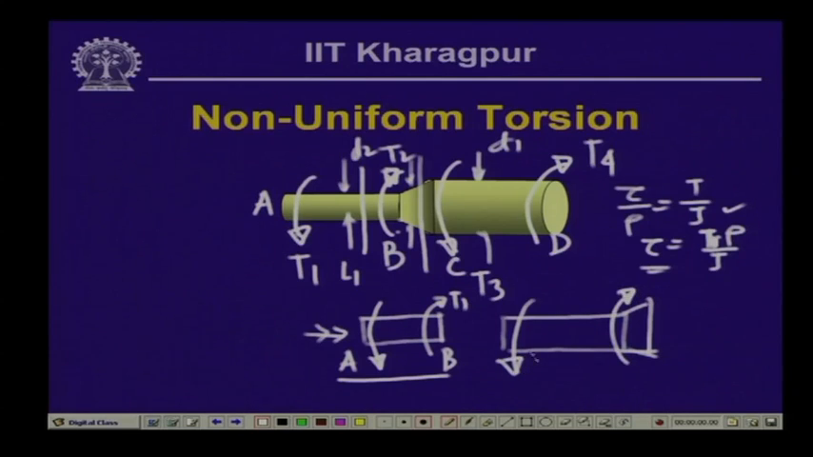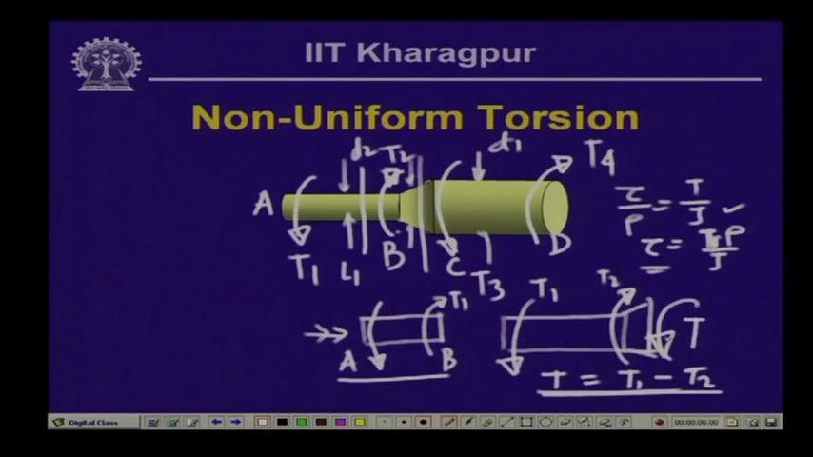Now, as per our notation this is positive, this is negative. So we will have a twisting moment, let us write it again in a positive sense, acting in this direction, and if we call this T, then T is equal to T1 minus T2. So for this resulting twisting moment T that will be acting between B and C, we compute the stress again over the length BC.